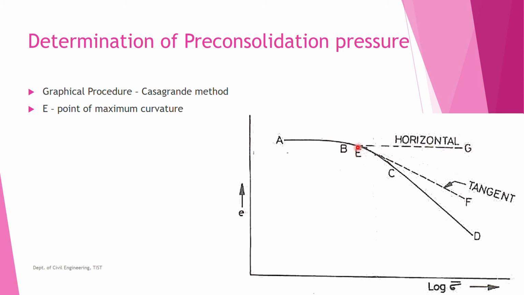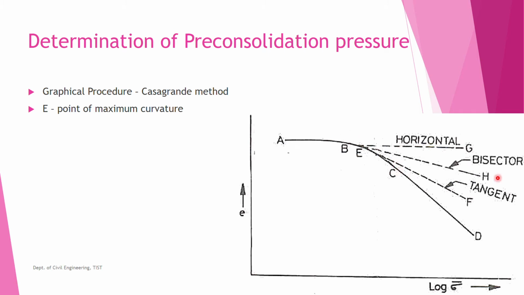So I got two lines. One is the tangent EF, which is tangential to the curve at point E, and the other is EG, which is horizontal and drawn at E. Here you can see an angle, angle GEF, and I'm going to bisect this angle. So this is the angle bisector, and this angle will be equal to this angle.